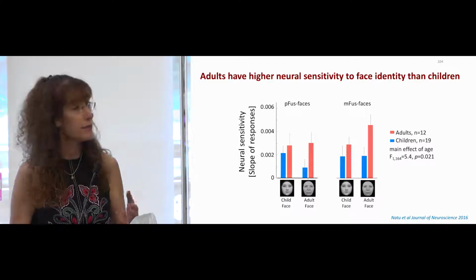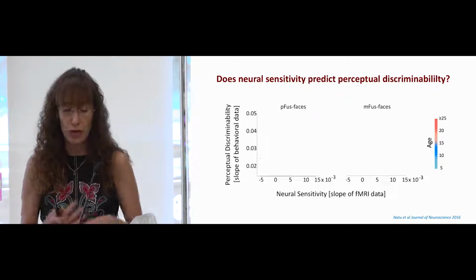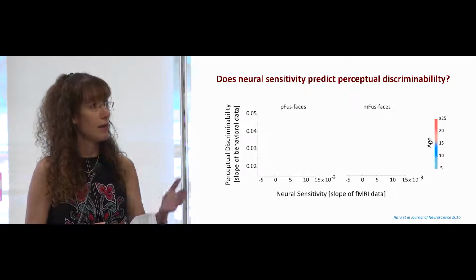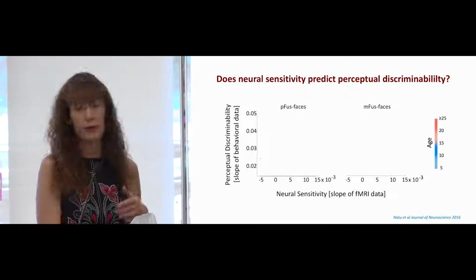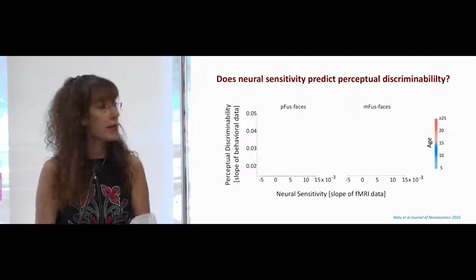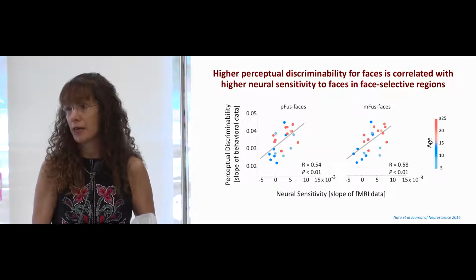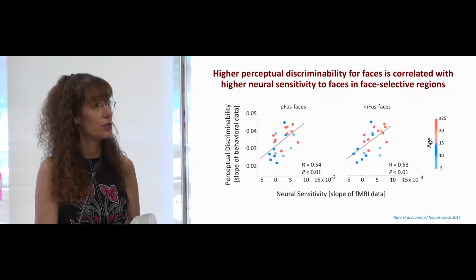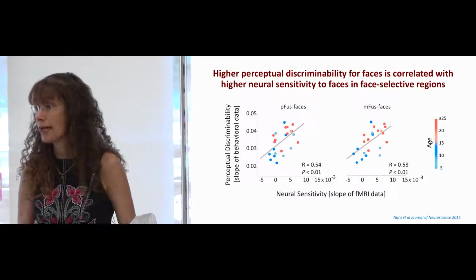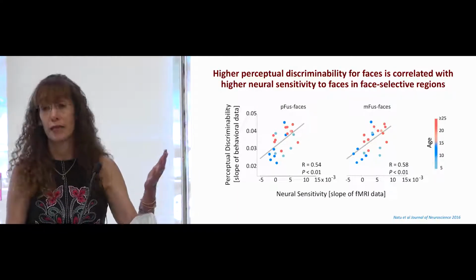So we next tested if this neural sensitivity has some perceptual consequences. Outside the scanner, we measured how well people perceptually discriminate between these faces. So we now have a metric of perceptual discriminability and a metric of neural discriminability, and we want to test if they're linked. Again, in these plots, each participant is a dot. They're color-coded by their ages. And what we see is that in both face-selective regions, the higher the neural sensitivity, the better people are at discriminating among faces perceptually.